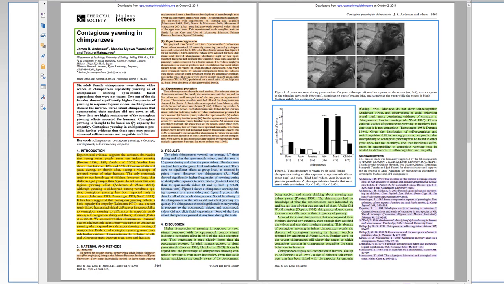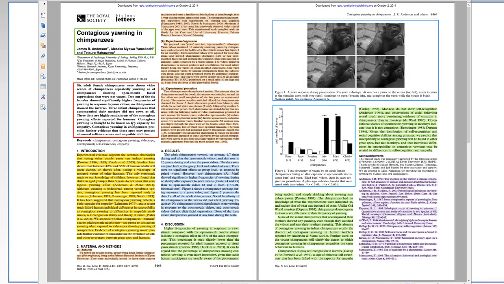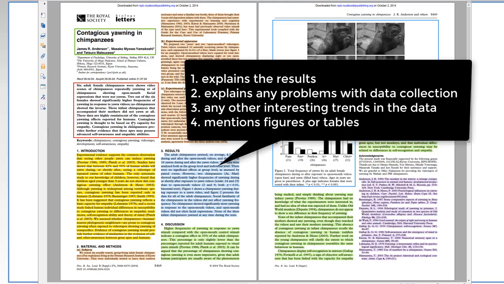Okay, the next section is the results. This section answers the question, what did the study find? So it explains the results of the study, it explains any problems with the data collection, and it also will mention any other interesting trends in the data. It also usually contains figures or tables that show the result, and in the sentences it will mention those figures or tables.